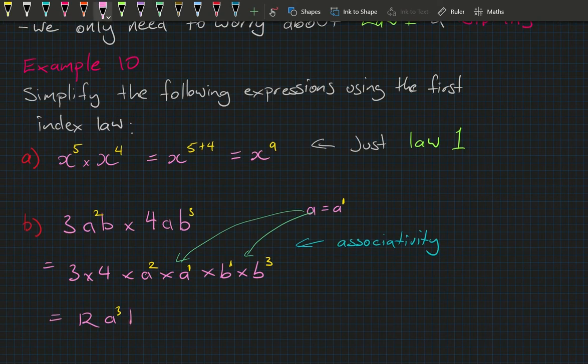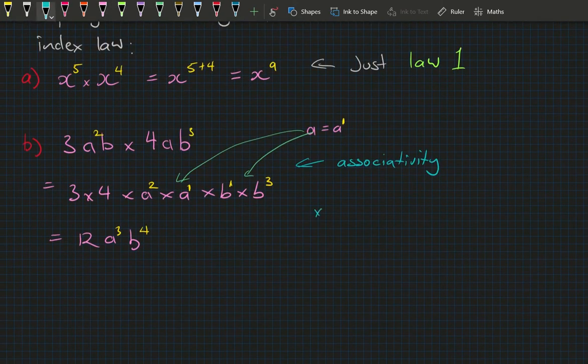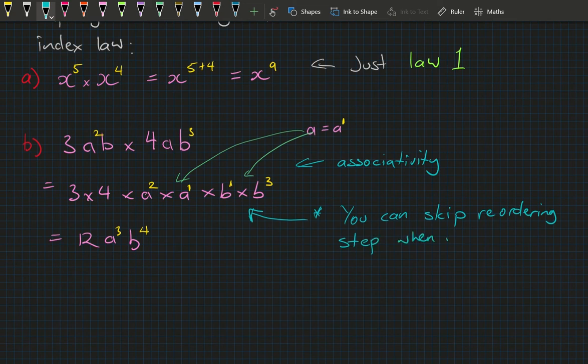And b to the 1 times b to the 3 becomes b to the 4. I should also note that as you get more confident, you can skip the reordering step. But if you're not 100% confident, I do suggest you do it in the meantime, because there's no point trying to run if you're not yet walking.